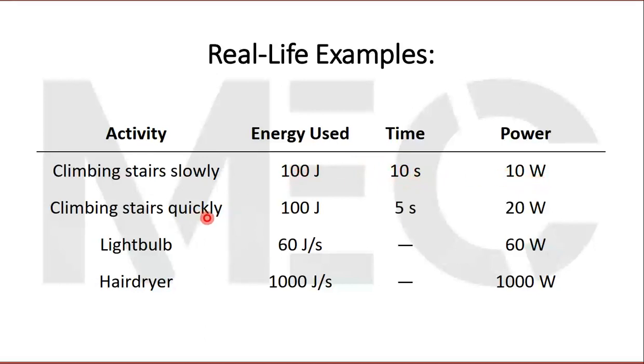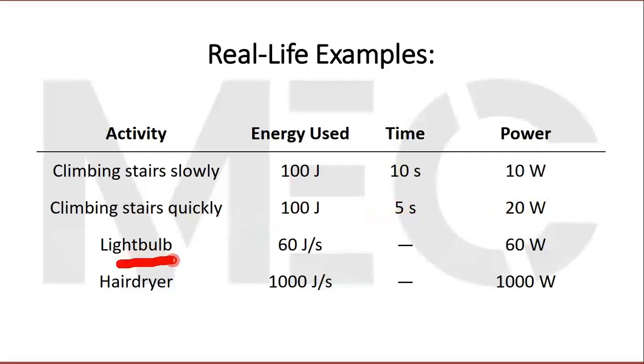Climbing stairs quickly, the same amount of work is needed, but less time is needed because we're climbing quickly. So 100 divided by 5 will be 20. That's why we say if we do something more quickly, the same amount of work is done, but more power is consumed because time is smaller. Time is in the denominator of the fraction.